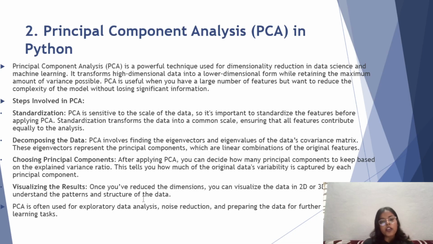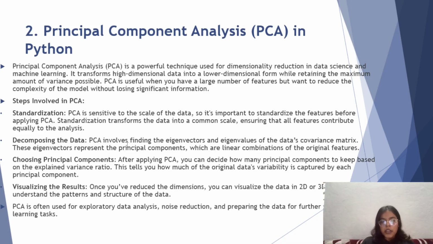So, the steps involved in PCA. PCA is a pretty complex method, so it has many steps. The first one is standardization. PCA is sensitive to the scale of data, so it's important to standardize the features before applying PCA. Standardization transforms the data into a common scale, ensuring that all features contribute equally to the analysis.